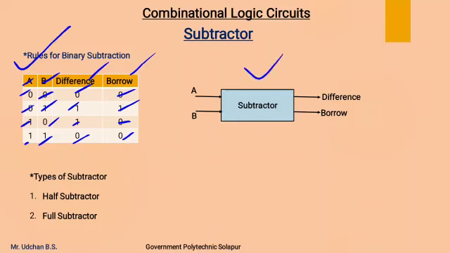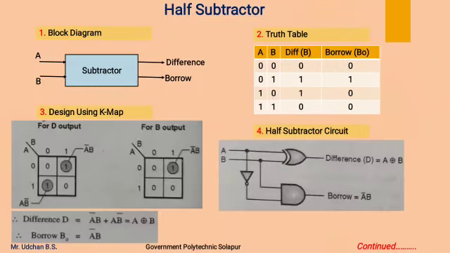This is the block diagram of the subtractor, which has two inputs A and B and two outputs, difference and borrow. There are two types of subtractor. First one is half subtractor and second one is full subtractor. We will see them one by one. First we will see the half subtractor.